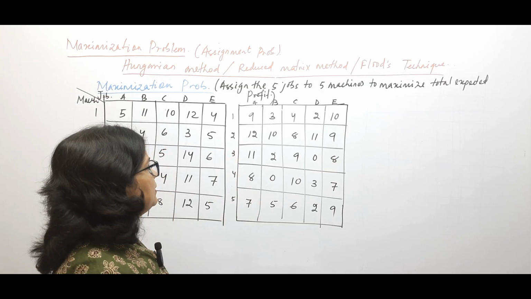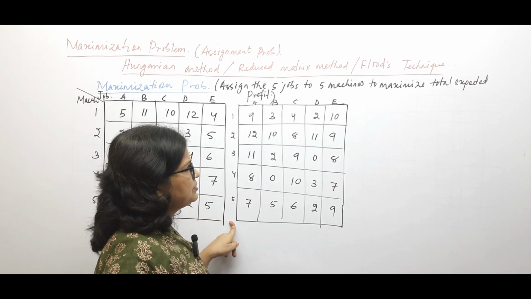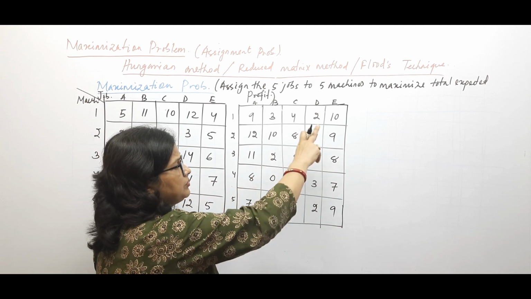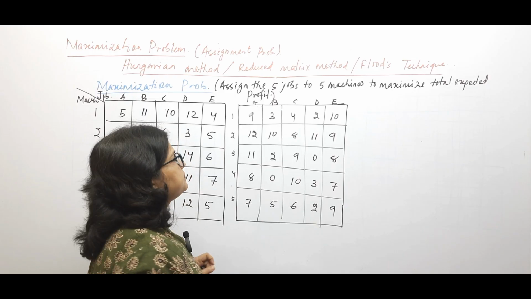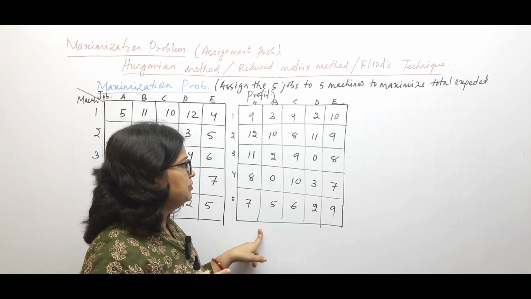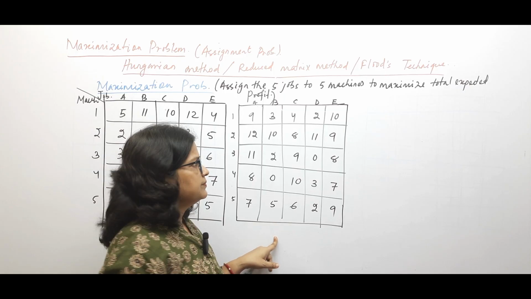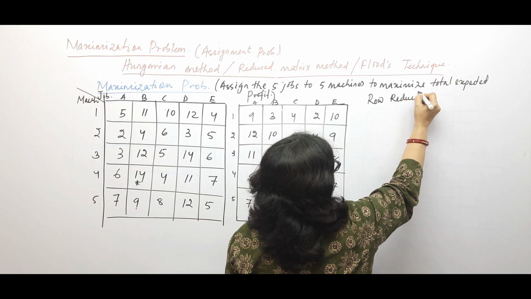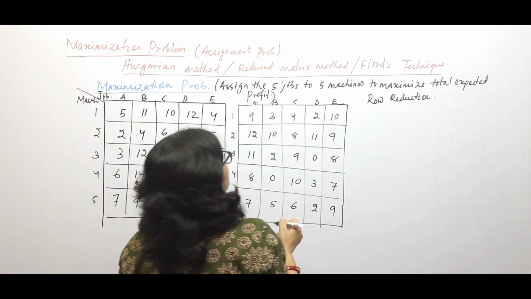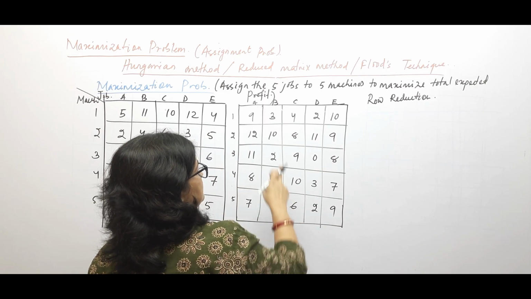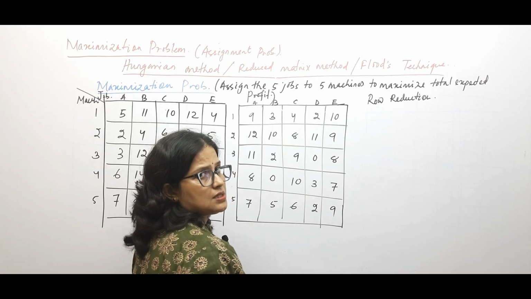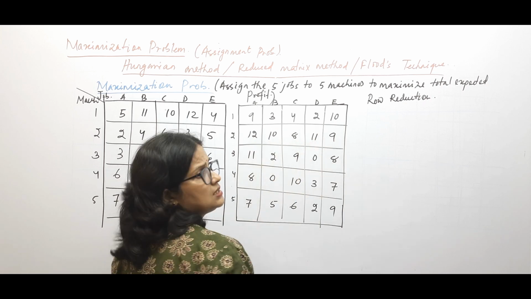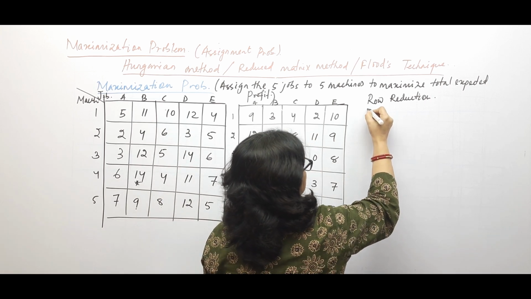Let us see. The first step is that we have to check whether it is a balanced matrix or not. It is a balanced matrix, as the number of rows is equal to the number of columns. The next step is to go for row reduction. So this is our row reduction. To do the row reduction, in each row we have to search for the minimum, or least, value.